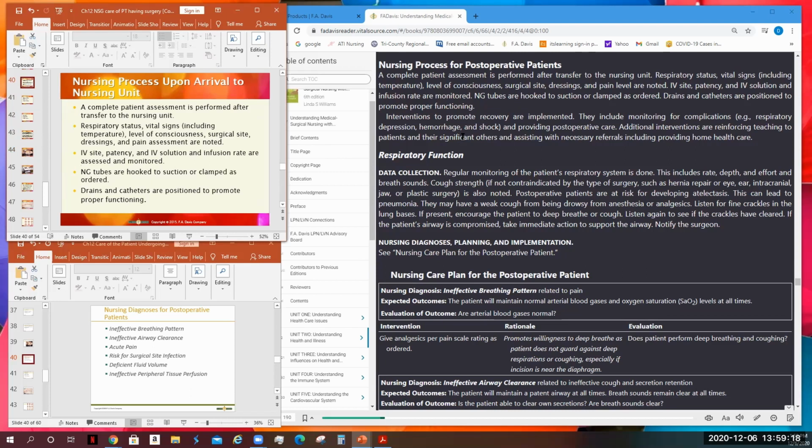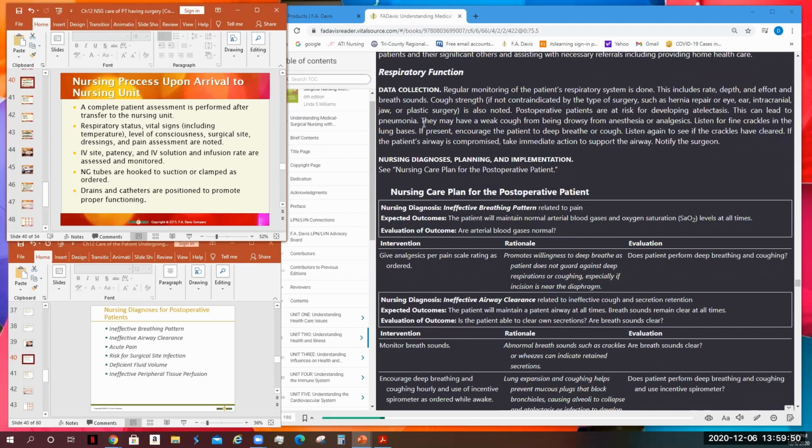Interventions to promote recovery are implemented. They include monitoring for complications, for example, respiratory depression, hemorrhage, and shock, and providing postoperative care. Additional interventions are reinforcing teaching to patients and their significant others and assisting with necessary referrals, including providing home health care.